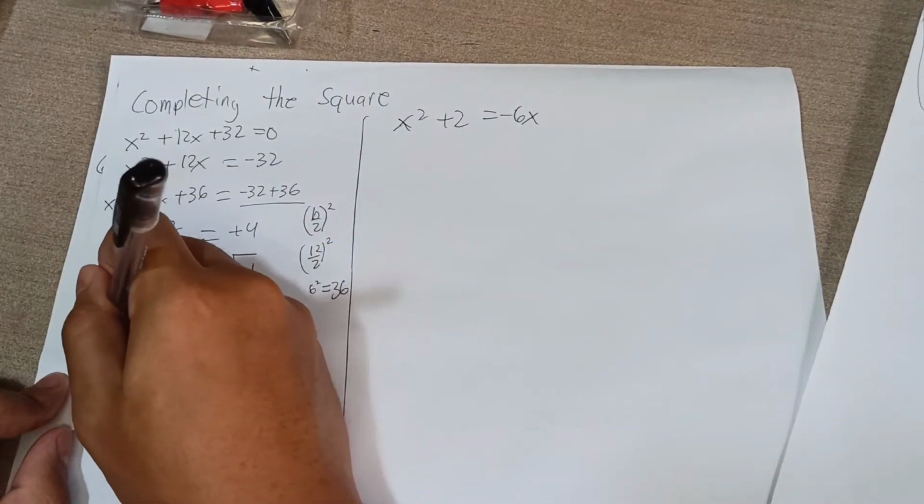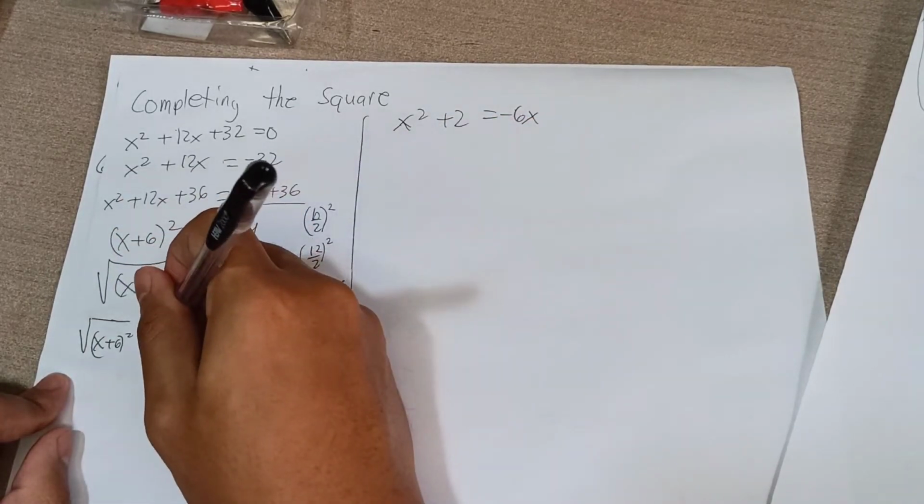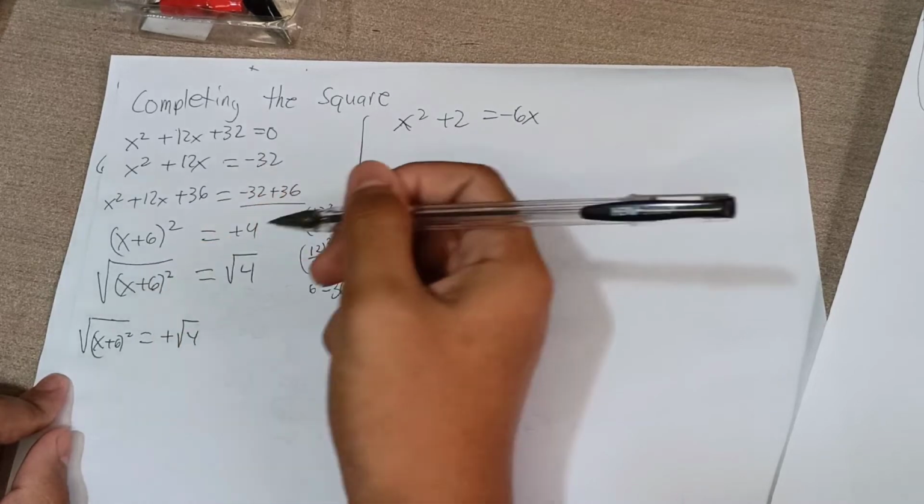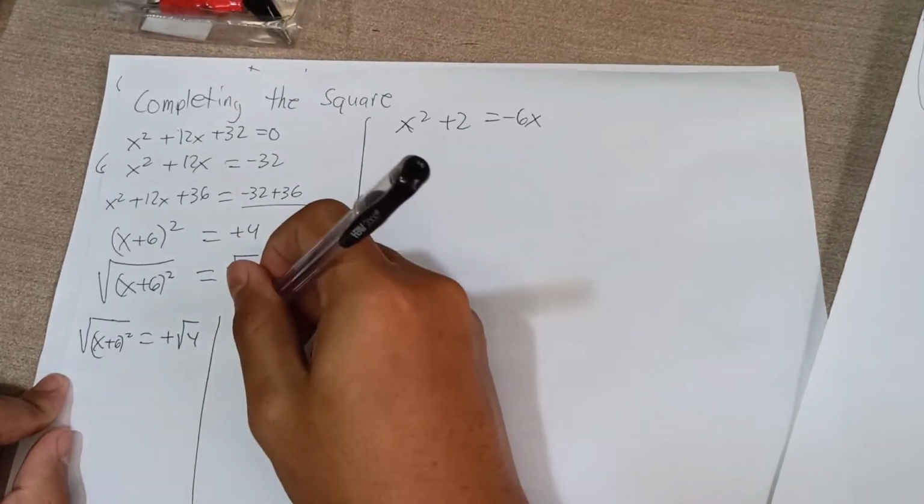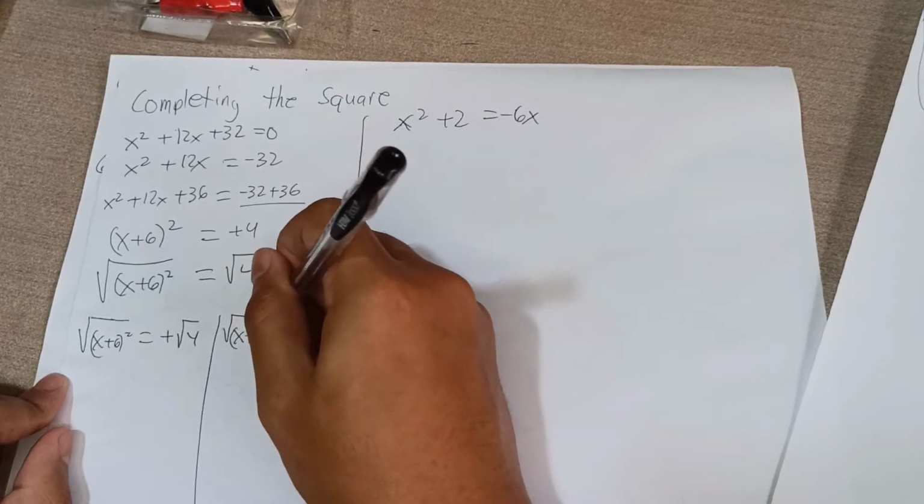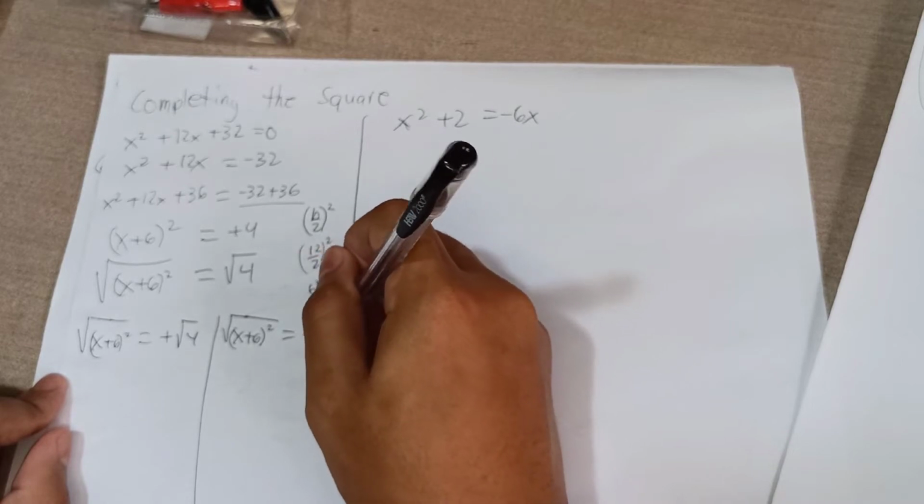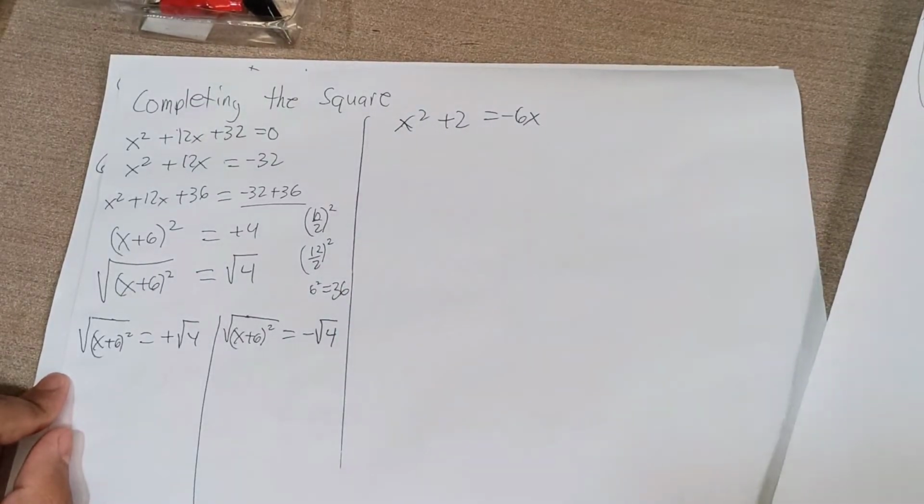Square root of x plus 6 squared equals 2 plus square root of 44. Then the next side is square root of x plus 6 squared equals negative square root of 44 over 4.